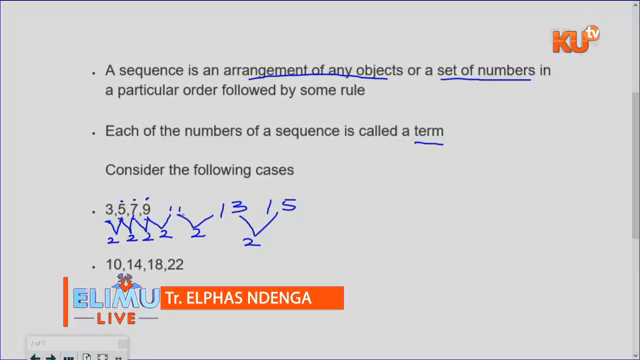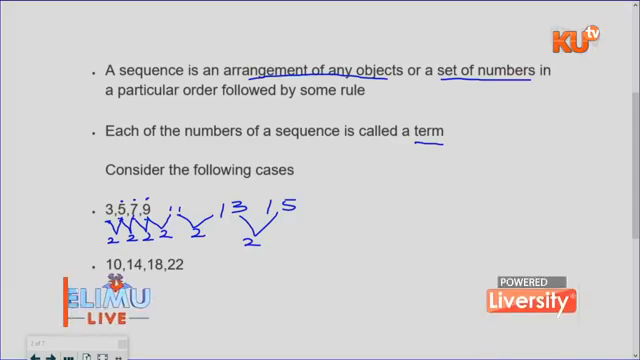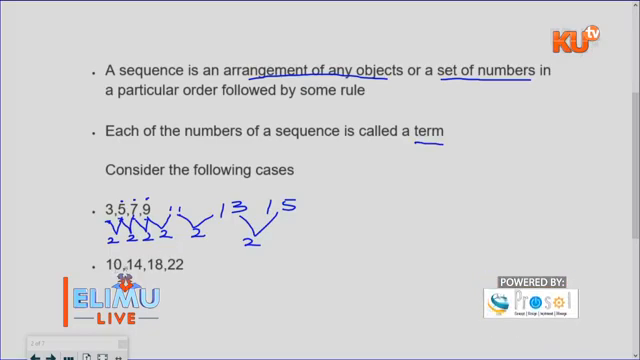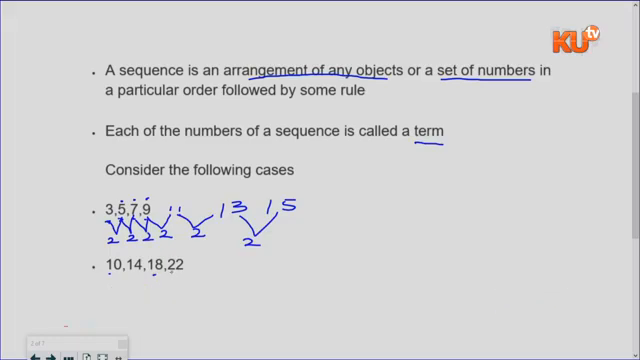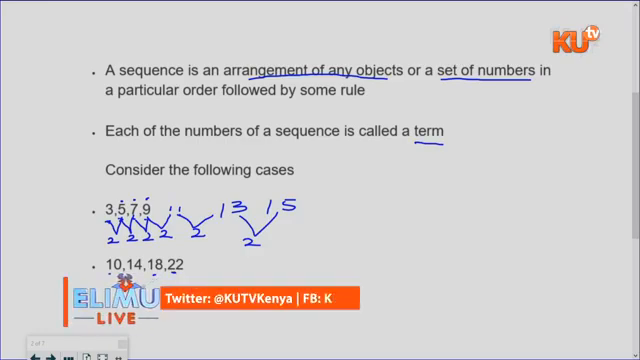And so we can keep on counting up to a certain number of n terms, where n can be defined by any number. Again, in the second case, 10 is a term and is the first term. 14 is the second term. 18 is the third term. And 22 is the fourth term.